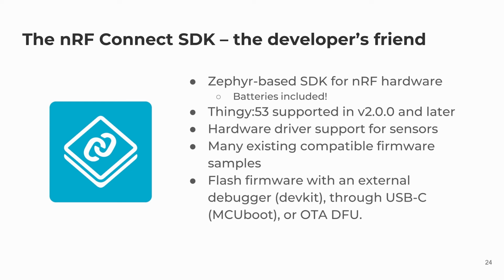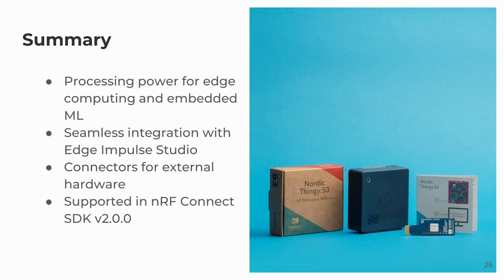So to summarize, the Thingy:53 has the processing power for edge computing and embedded ML, and all sensors necessary already integrated. It integrates seamlessly with Edge Impulse Studio through the nRF Edge Impulse app. And if you need to use a sensor that isn't already integrated, we have a connector for connecting that sensor on external hardware. And as a bonus, you will get the option to develop your custom solution in the nRF Connect SDK.